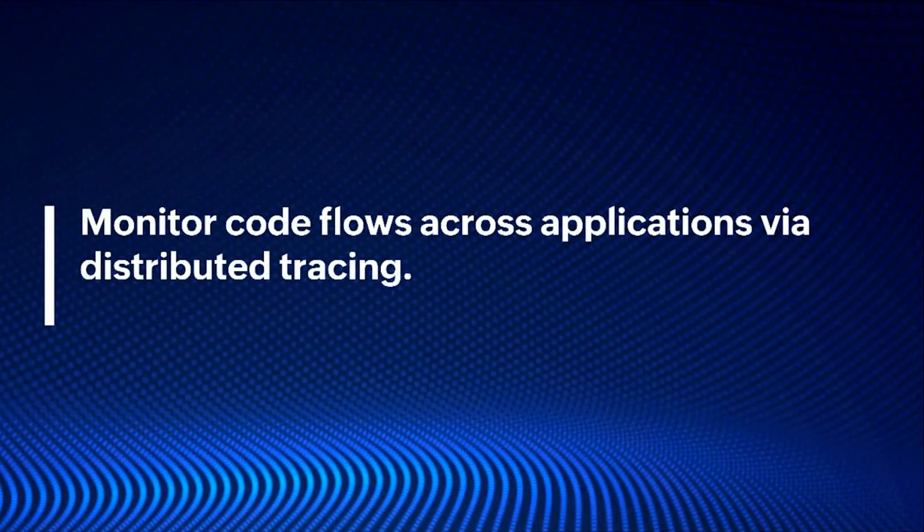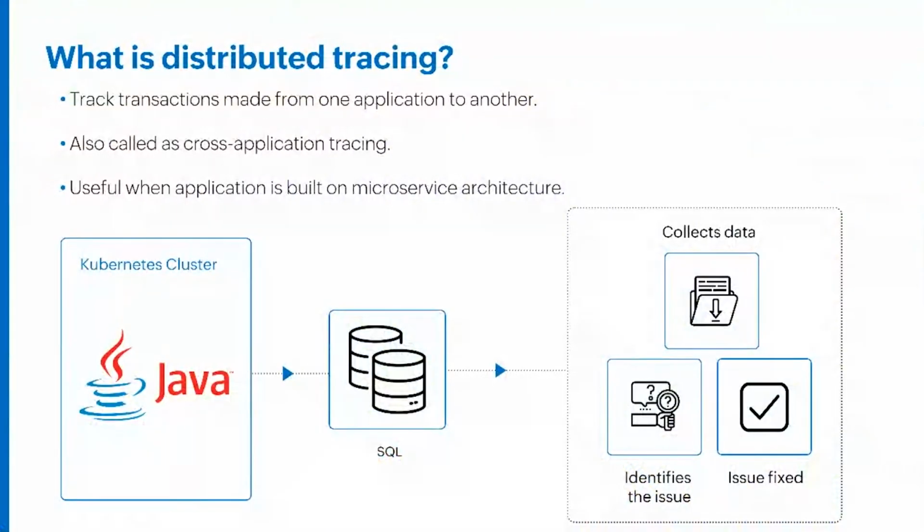Moving on to monitor code flows across applications via distributed tracing. Let us first understand what distributed tracing is. In a microservice architecture, it is necessary to monitor the transactions made between two applications or services. With the distributed tracing feature, you can track the transaction traces made from one application to another application, and this will enable you to monitor the calls made between the two applications and narrow down the problem. Hence, this is also called cross application tracing.